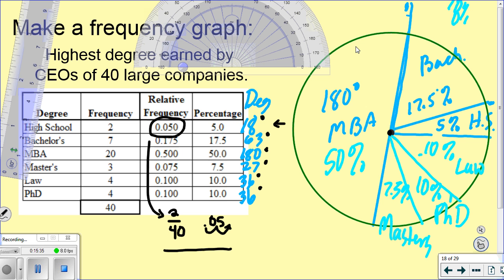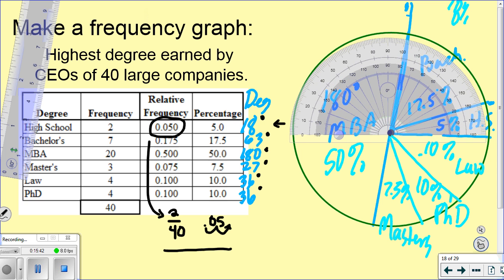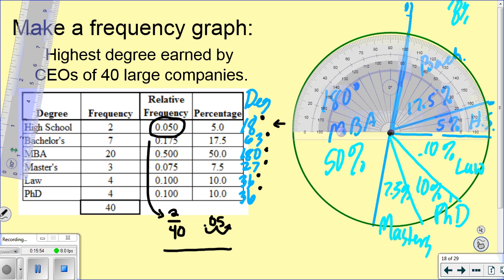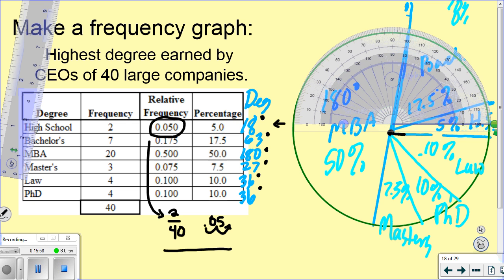Now, how do I make each of those sections in my circle graph? So I'm going to take my protractor, right? I'm going to go right in the center of my circle. So I'm going to match up my protractor with my center. I'm going to take a straight edge, so you can see my straight edge there on the left-hand side, but I'm not going to use it at the moment. I'm going to take a straight edge and I'm going to draw the first part of my sector.